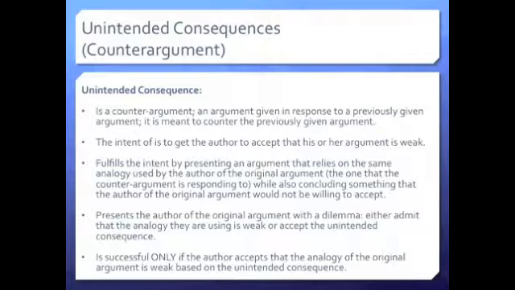What it does instead is rely on the similarity that the original argument has drawn in order to conclude a consequence that is unacceptable to the author of the original argument. By doing so, it gets the author to reconsider the similarity that they've used in their analogical argument. This is why it puts the author in the position of a dilemma. They must either accept the unintended consequence or admit that the analogy, the similarity that their argument relies on, is weak, so that they could suggest that the unintended consequence wouldn't follow.